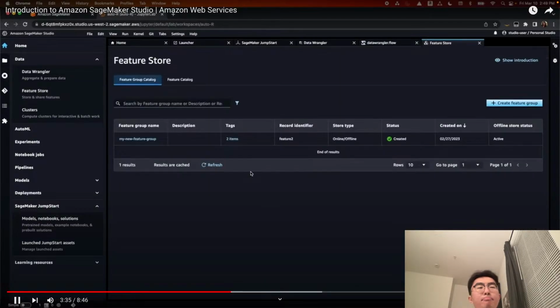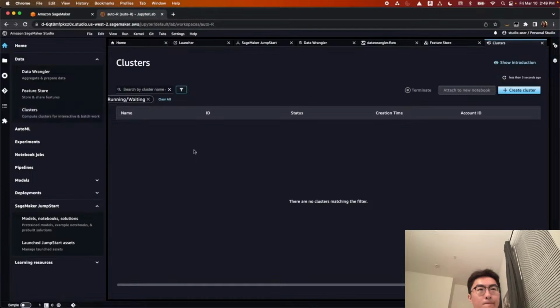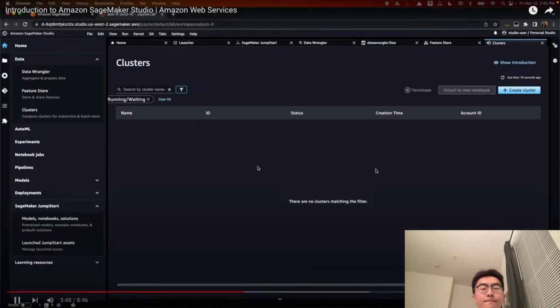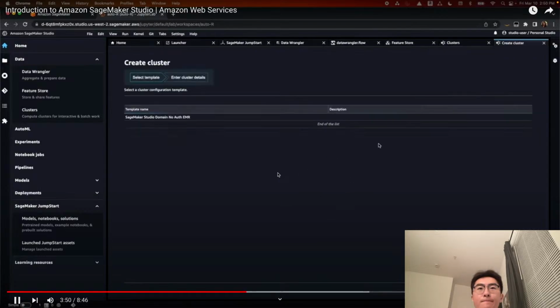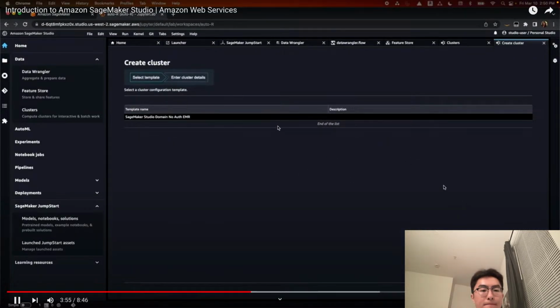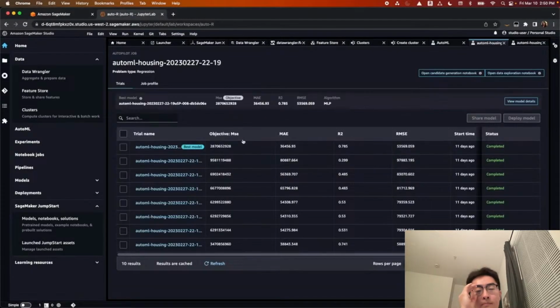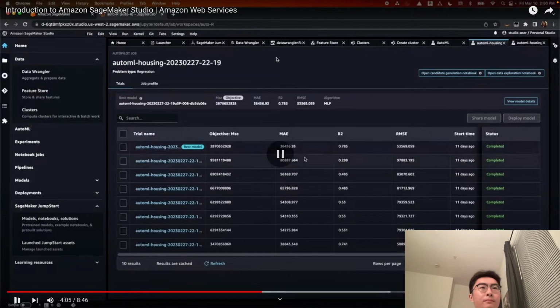Next, we have Feature Store, which is a fully managed, purpose-built repository to share and manage features for machine learning models. Lastly, we have clusters, allowing you to analyze, transform, and prepare large amounts of data. Here, you can create, manage, and delete EMR clusters, enabling you to do petabyte-scale interactive data preparation and machine learning right within the notebook. Next, we have AutoML, which automatically builds, trains, and tunes the best ML models based on your data, while maintaining full control and visibility.